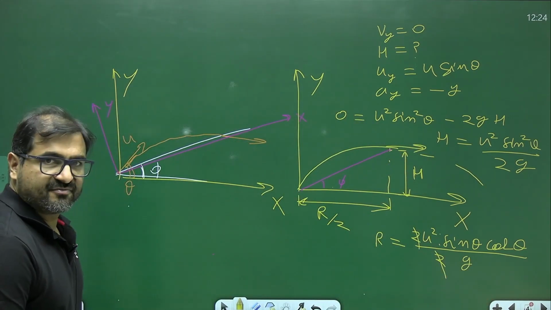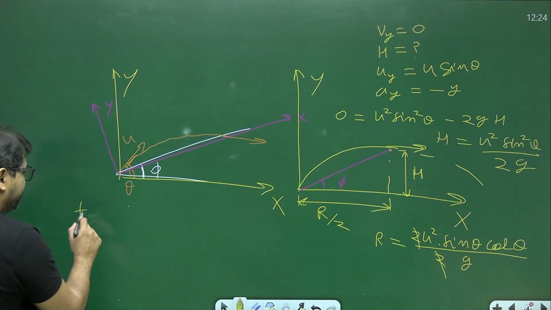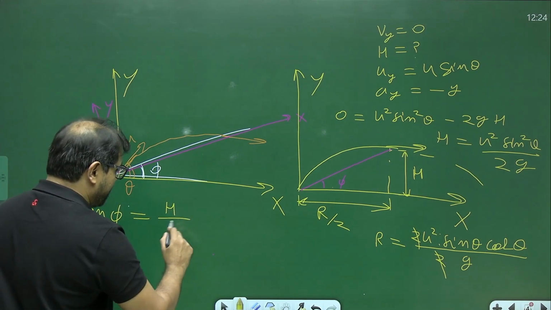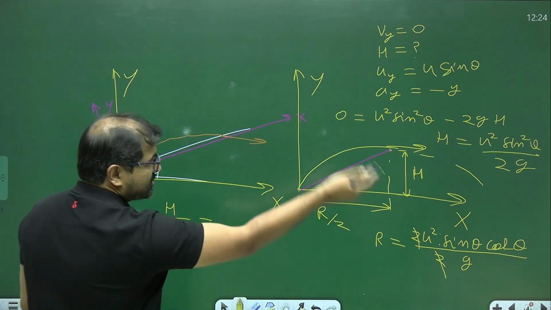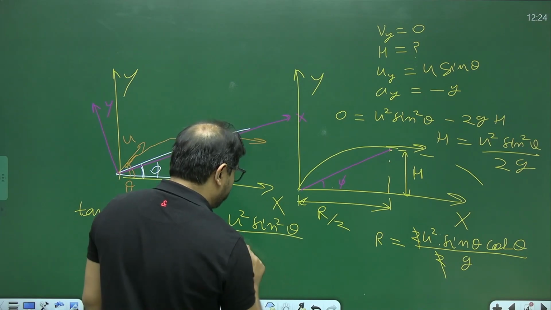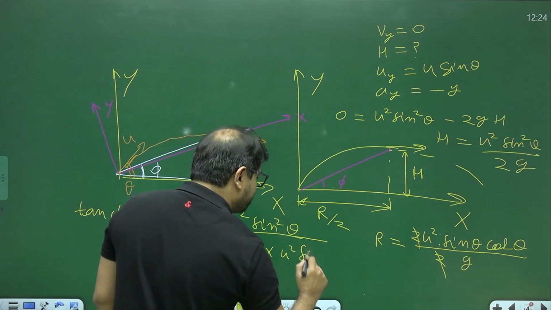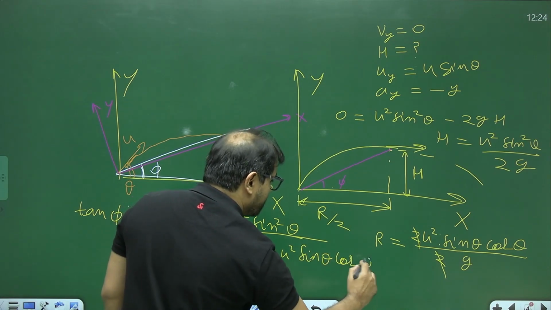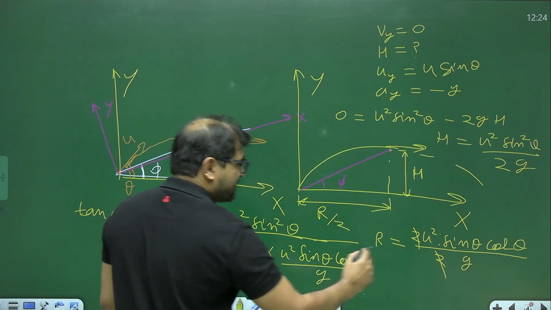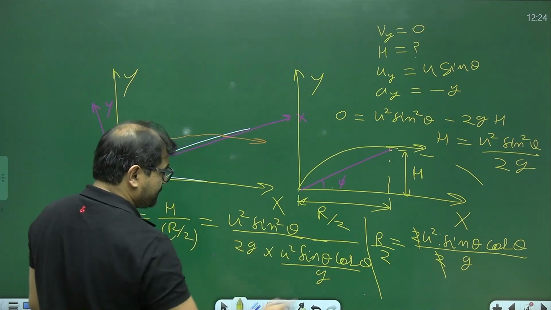So this is what we have, and we just need to divide them, because you can see very easily that tan phi would be equal to h by r by 2. So you just put the value u square sin square theta by 2g into u square sin theta cos theta upon g. This is r by 2 here. Okay, this was r by 2.